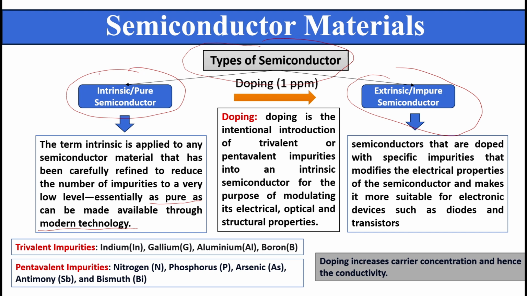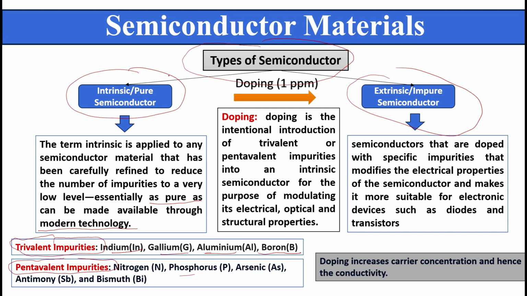When this intrinsic semiconductor is added with some impurities, that is trivalent and pentavalent impurities, that means two kinds of impurities are added to semiconductor material: one is the trivalent impurity, another is the pentavalent impurity. The atoms of a trivalent impurity have three electrons in their outermost shell, that means three valence electrons. That is why it is named trivalent impurity. Indium, gallium, aluminum and boron are examples of trivalent impurities. Nitrogen, phosphorus, arsenic, antimony, and bismuth are examples of pentavalent impurities.